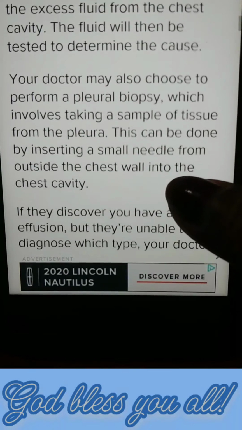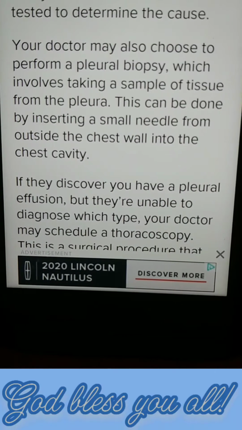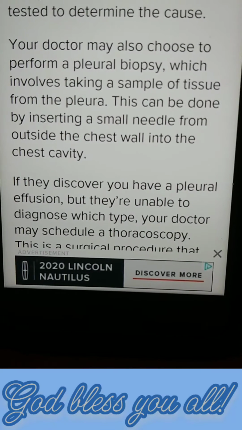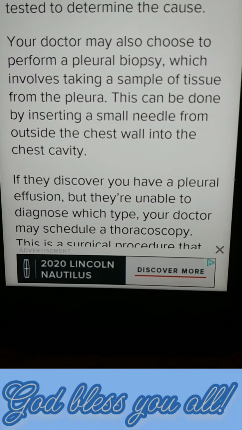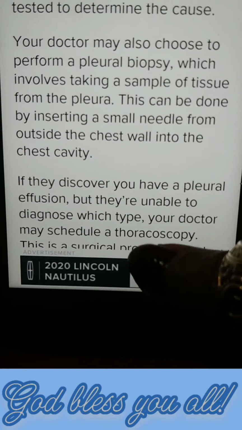Your doctor may also choose to perform a pleural biopsy, which involves taking a sample of tissue from the pleura. This can be done by inserting a small needle from outside the chest wall into the chest cavity.